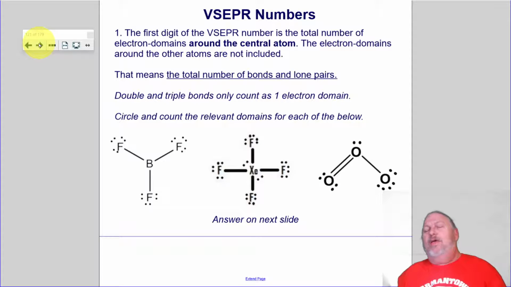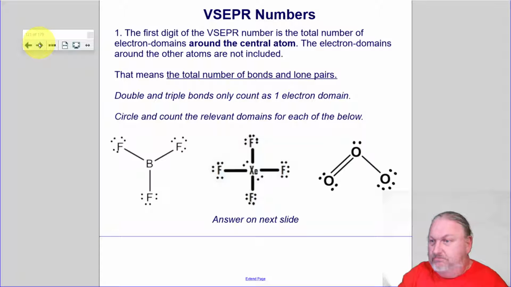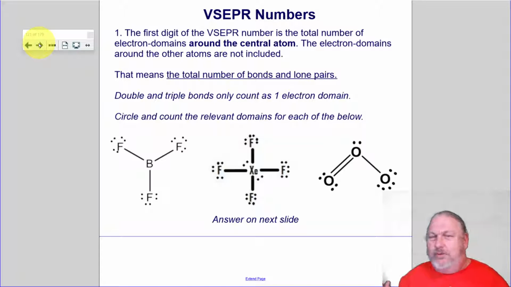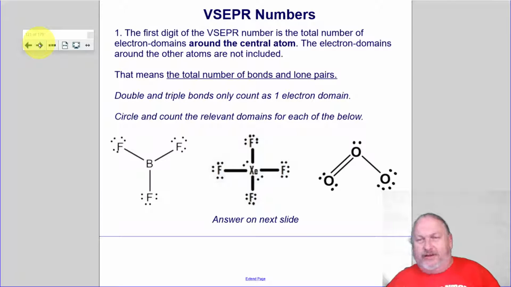So, the first digit of the VSEPR number is the total number of electron domains around the central atom. All right? Again, we know what the central atom is because it's the center. And the domains around the other atoms, we don't worry about those. So, what does this mean? We're going to count the total number of bonded pairs and lone pairs. Now, double bonds and triple bonds will only count as one electron domain. So, we're not going to double up on the bonds.